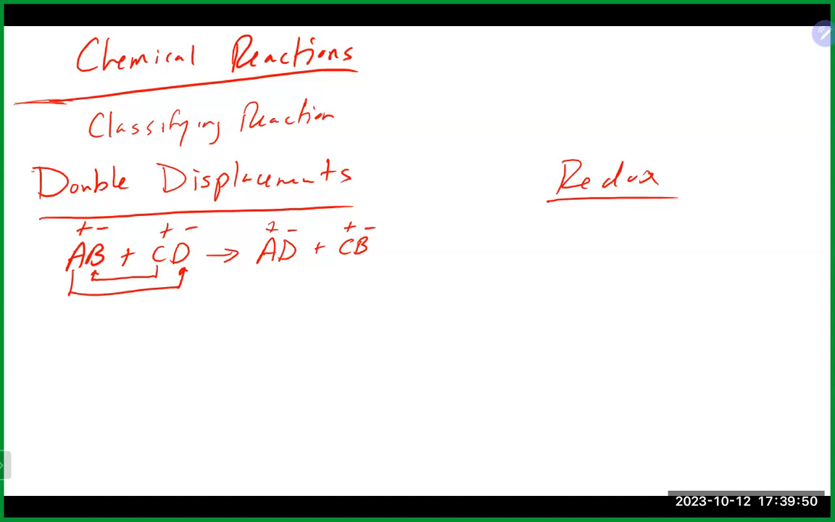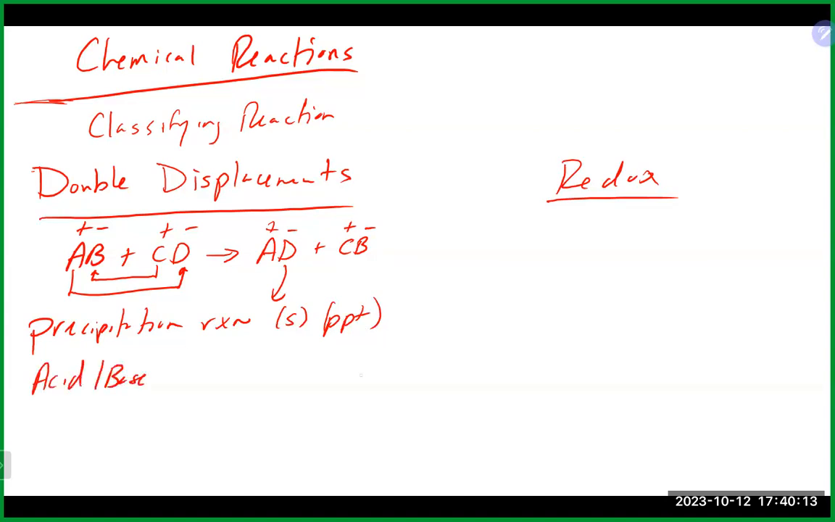And there are more specific classifications that fall under double displacement. And these are precipitation reactions. And that means that one of these guys will form a solid or a precipitate as a result of that mixture. The other one that falls under there, as we'll talk about, is acid and base reactions, or acid base neutralization reactions. And usually, what that means is you're going to basically form some water.